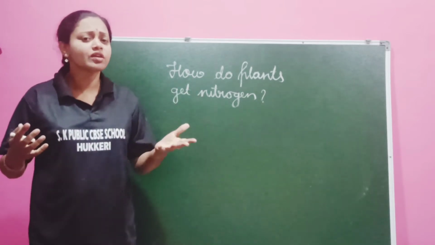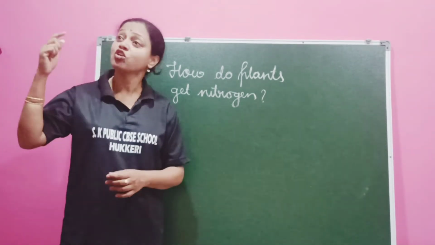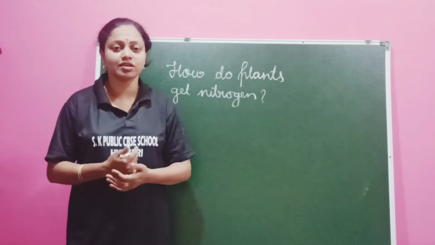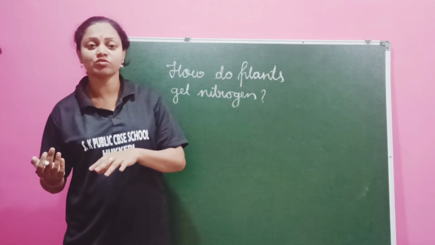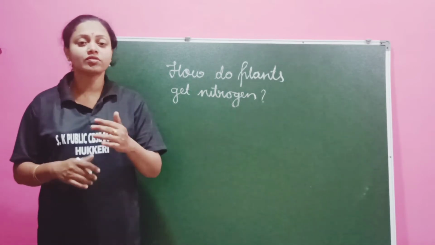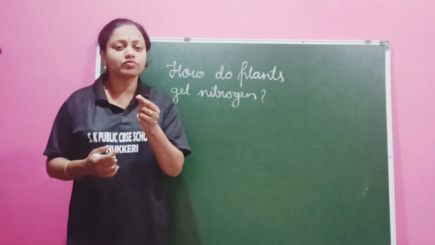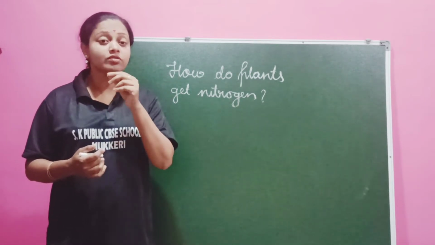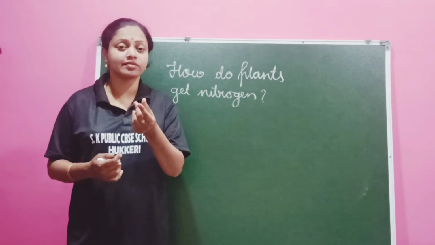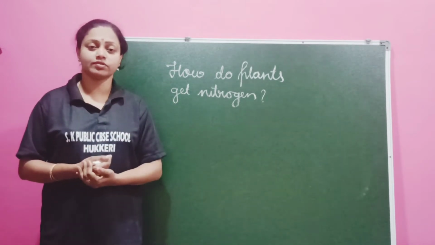However, plants cannot absorb nitrogen in this form. Am I right? They absorb only carbon dioxide from our environment. Soil has certain bacteria that convert the gaseous nitrogen into a usable, soluble form and release it into the soil. These soluble forms are absorbed by the plants along with water.